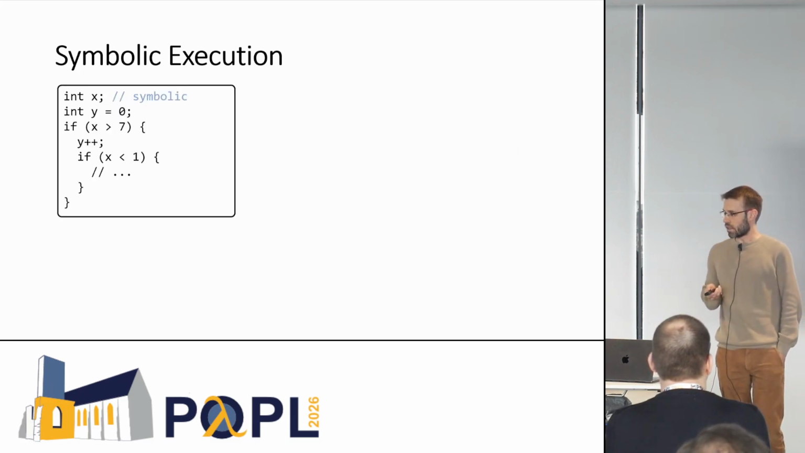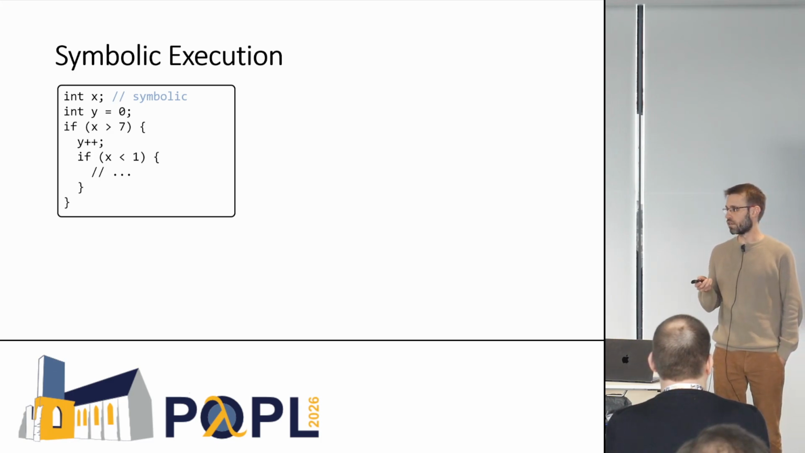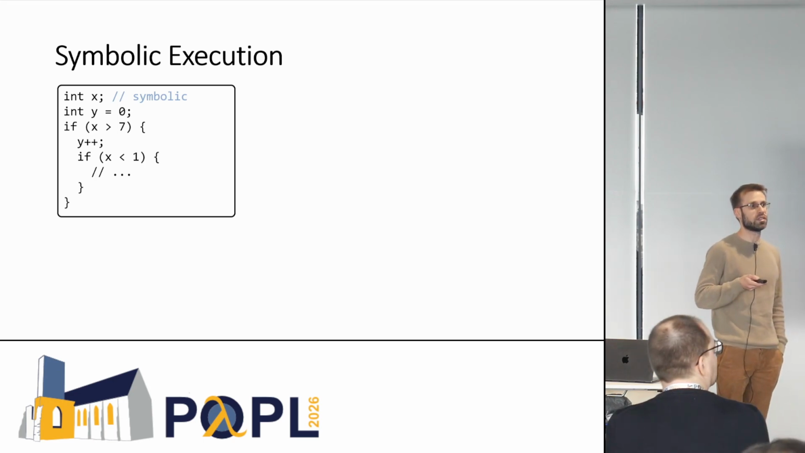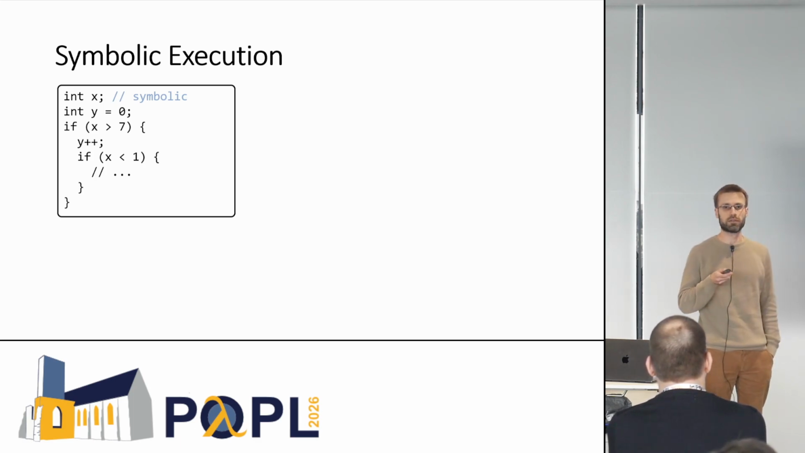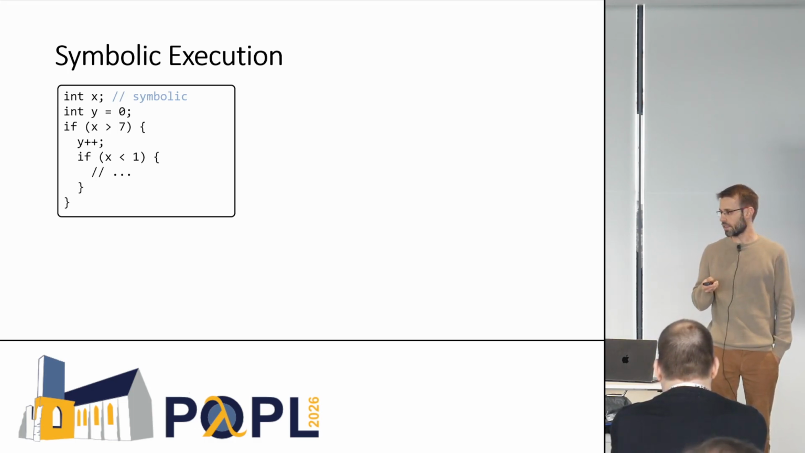At the high level, it works as follows. We run the program with a symbolic input instead of a concrete input. And when we have a branch that depends on a symbolic value, and both sides of the branch are feasible, then we fork the current state. And then we continue to explore each of the new states.